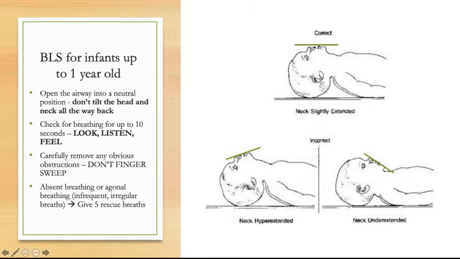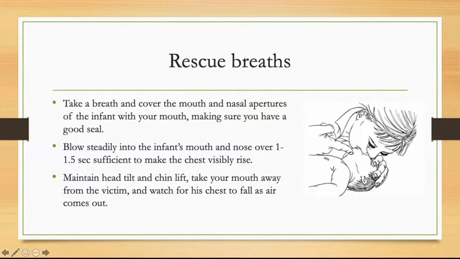So this is different from adult BLS, where you start with compressions. In infants and children, you give 5 rescue breaths first. So how do you do rescue breaths?